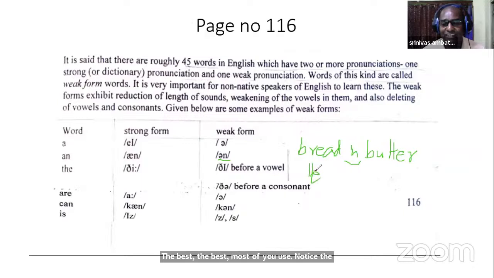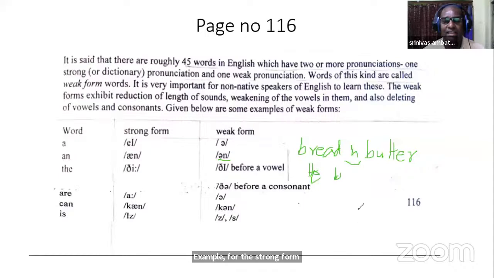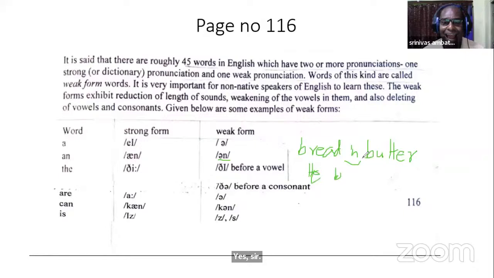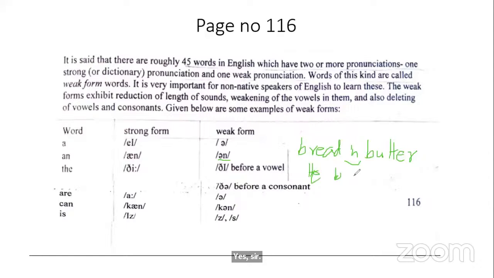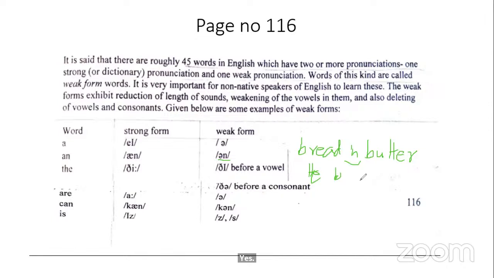Example: for "the", the strong form is used in "the policeman, the earth". If you have to pronounce it completely and give importance, use the strong form. If it is not important, it will become the weak form. Bread and butter. Here I am not saying "bread and butter" fully. Will you understand if I say it this way? Yes or no? Yes, sir. Now if I say bread and butter, okay, next group.